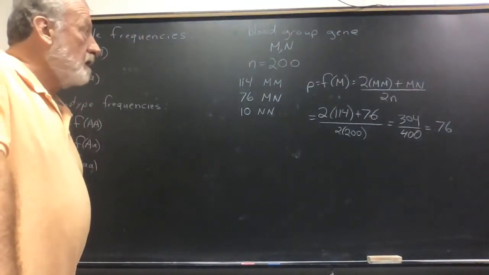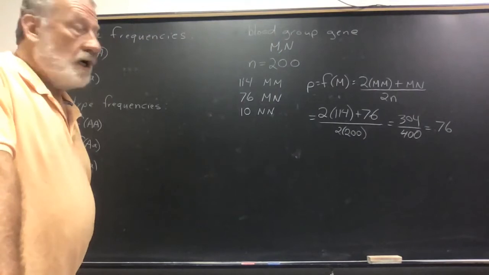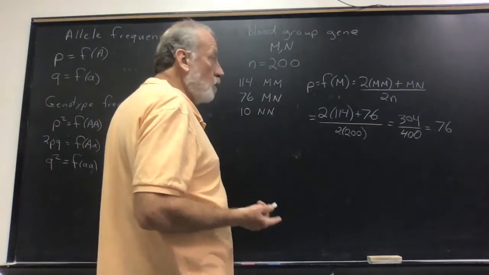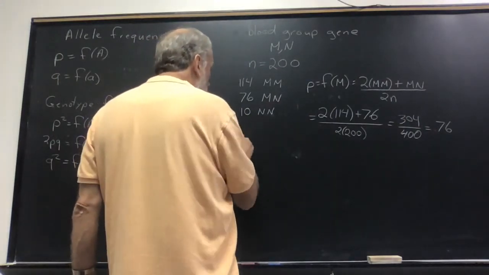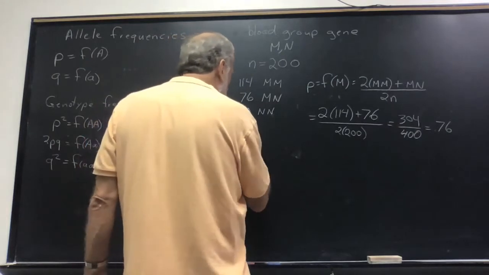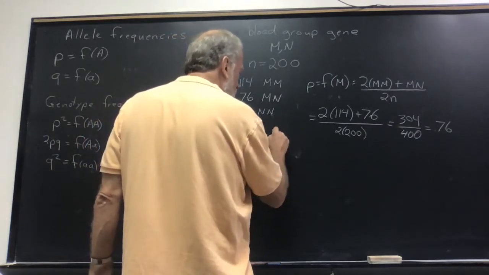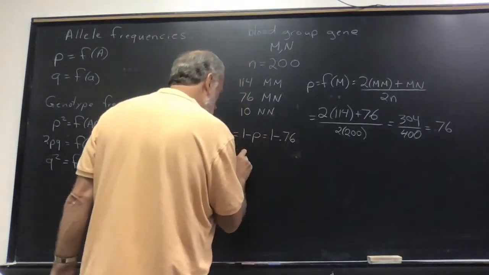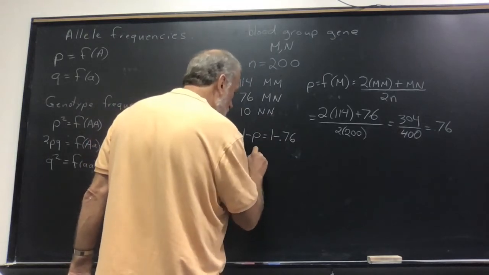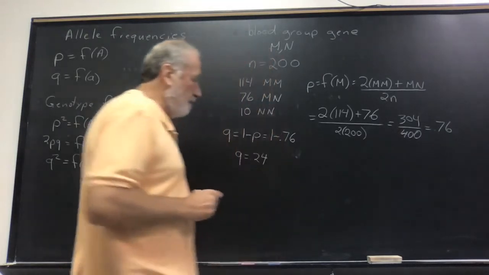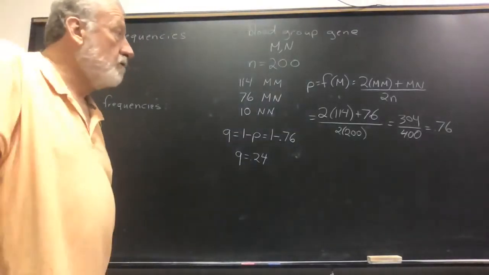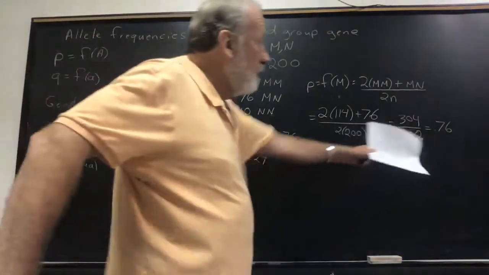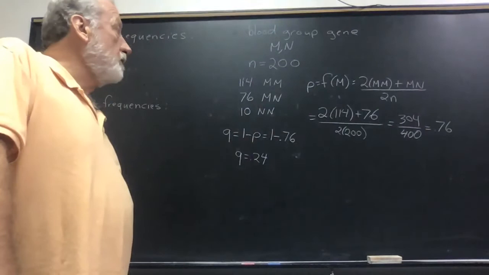And we could do that same thing for the N allele, or the faster and more efficient way is to remember that P and Q equal 1. So Q, which is the frequency of the N allele here, will be 1 minus P, or 1 minus 0.76. And so therefore Q equals 0.24. 0.76 subtracted from 1 is 0.24. So those are our two allele frequencies, 0.76 and 0.24.